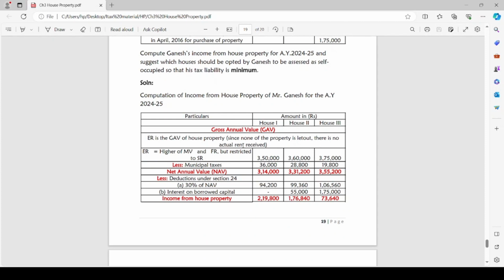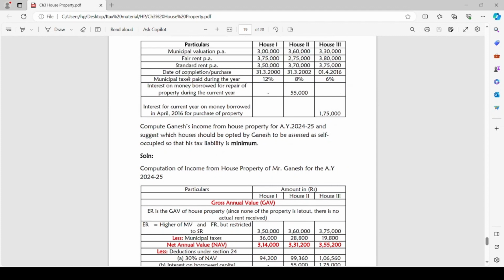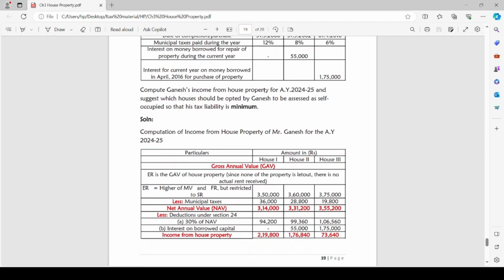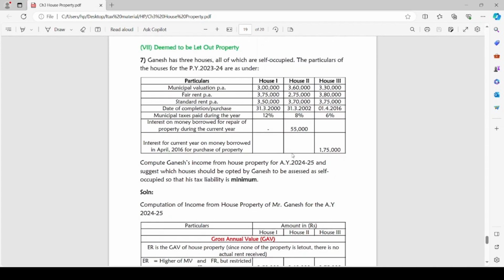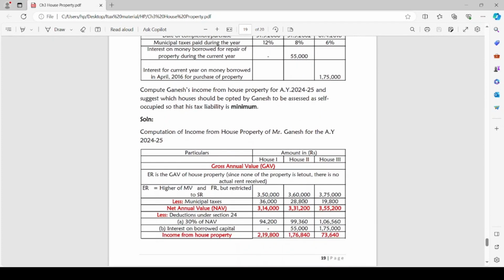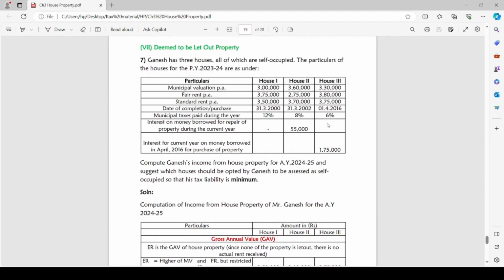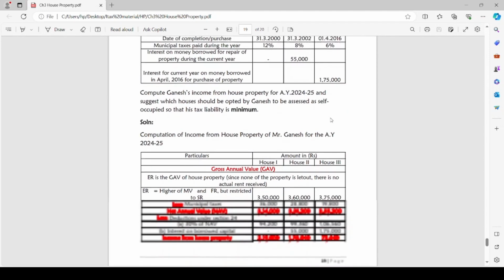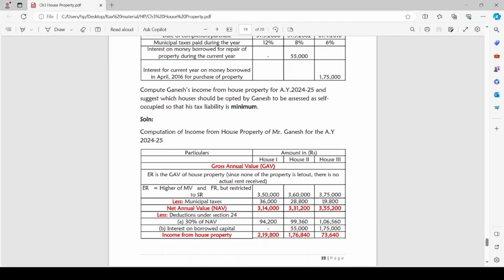The next step is deduction of municipal taxes. Municipal taxes paid during the year for house number 1 is 12% of rupees 3 lakh, that is 36,000. For house number 2, it is 8% of municipal value, that is 3,60,000, 28,800. And for house number 3, it is 6% of municipal value, rupees 3,30,000, that is 19,800. I hope you all remember this point, that municipal taxes are paid as per the municipal valuation, that is, if municipal tax is given as a percentage, it will be as a percentage of municipal valuation of the house.